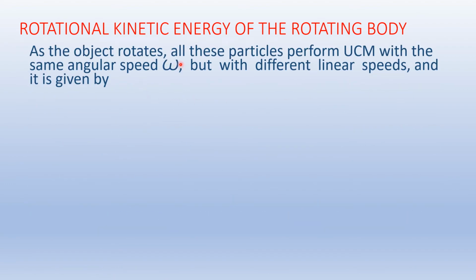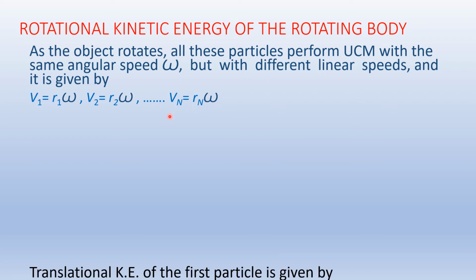As the body rotates, all these particles perform uniform circular motion with the same angular speed but different linear speeds. The velocity of the m1 particle is given by v1 = r1 omega. The velocity of mass m2 is given by v2 = r2 omega. The velocity of mass m3 is given by v3 = r3 omega, and so on. The velocity of mass mn is vn = rn omega.